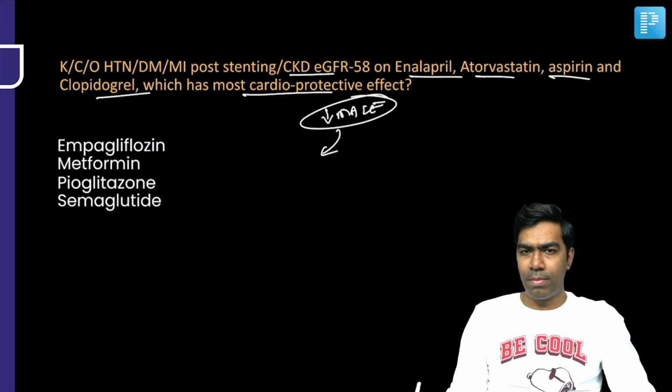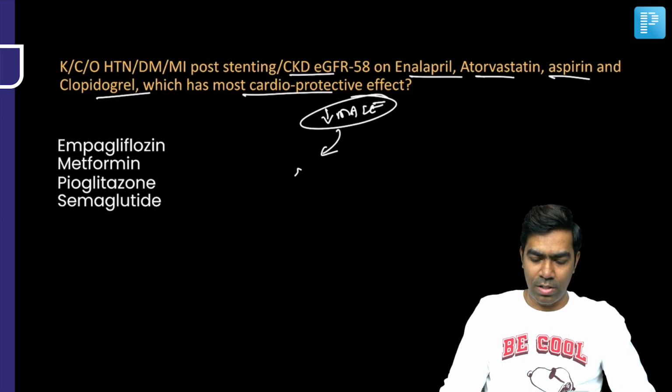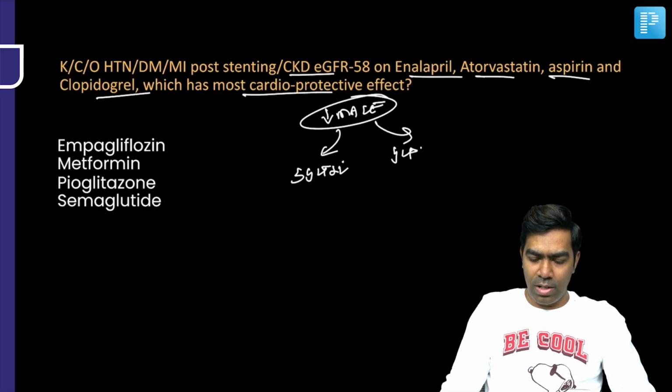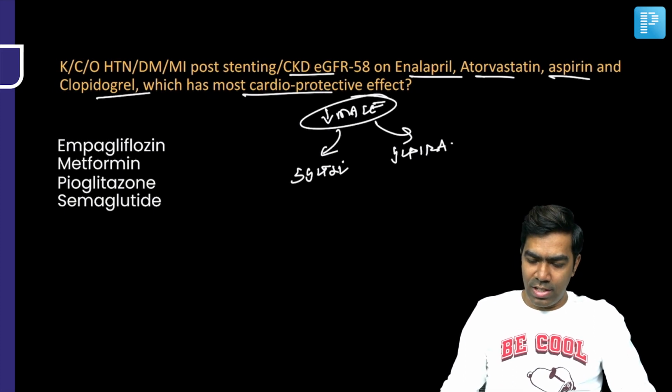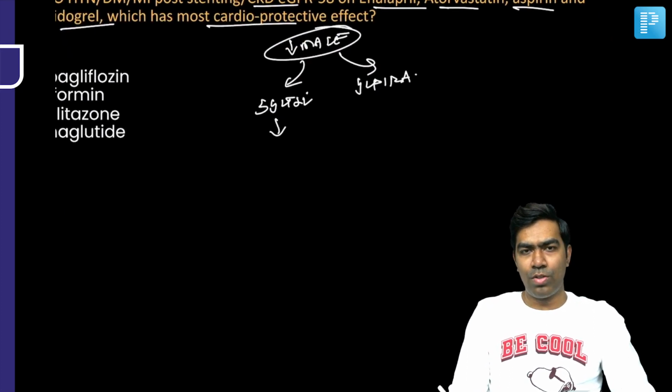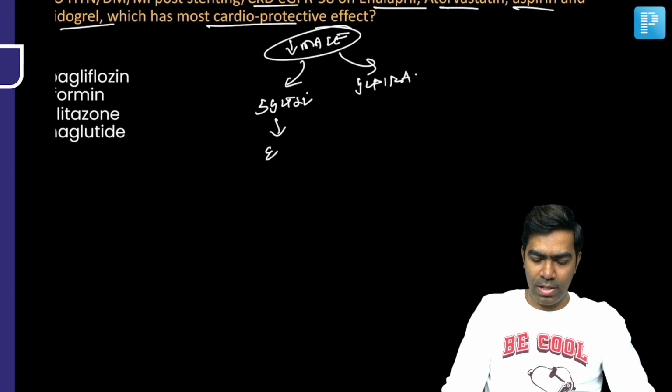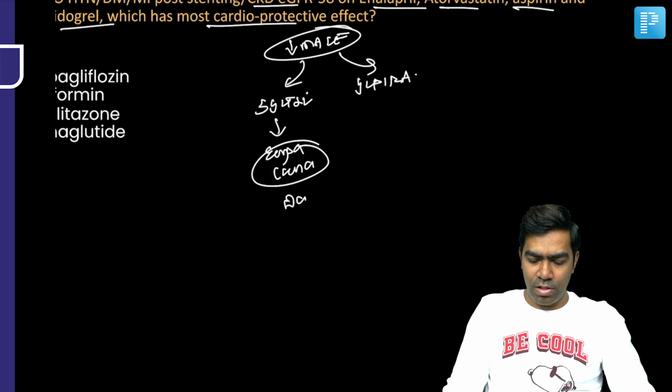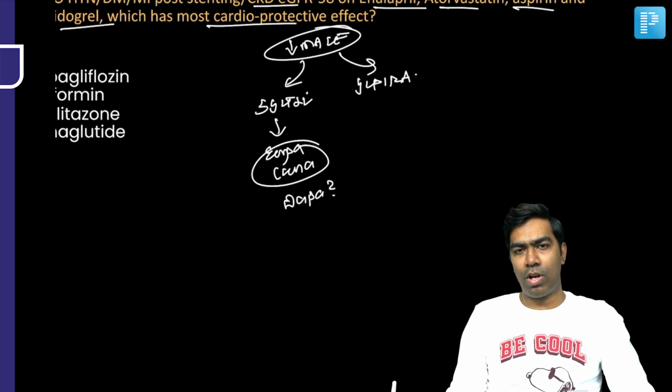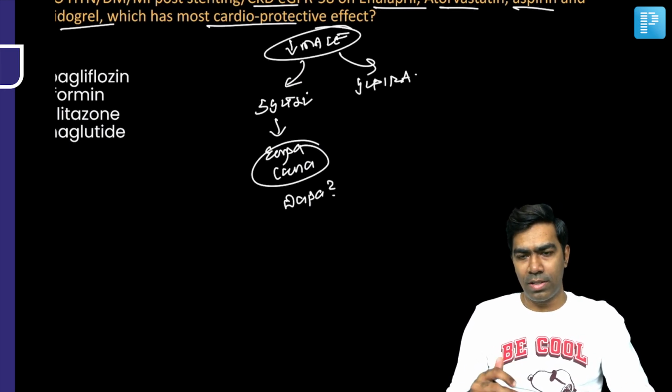So when it comes to anti-diabetic drugs, we have discussed time and again that only 2 drugs are going to have effect on reducing MACE. One is going to be the SGLT2 inhibitors. Second is going to be the GLP-1 analogs. So in the SGLT2 inhibitors, only 2 drugs have been concretely shown to reduce MACE. One is going to be the EMPA and second is going to be the canagliflozin. Unfortunately, DAPA has not yet been proven to have a concrete evidence with regards to reduction in the MACE.